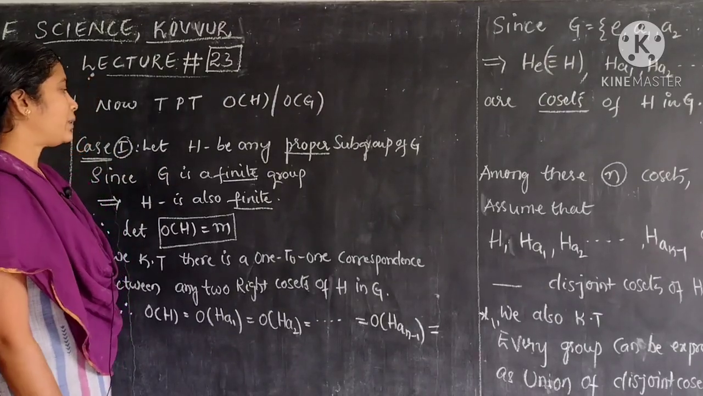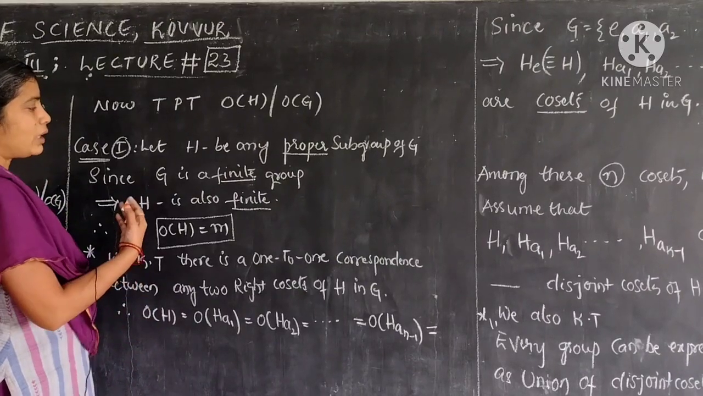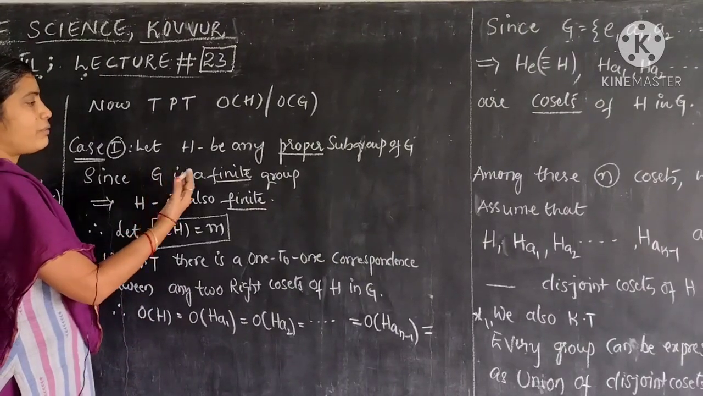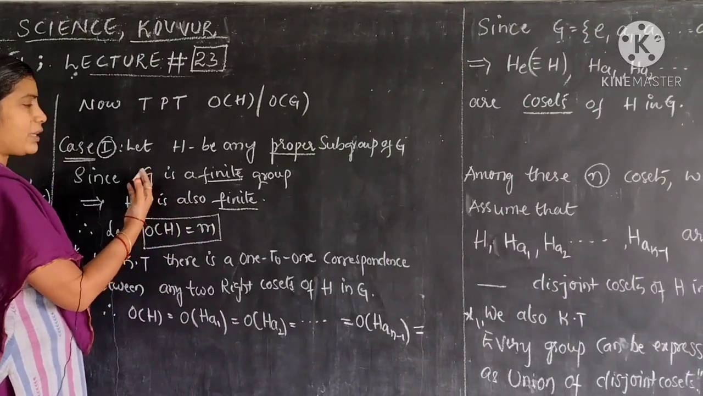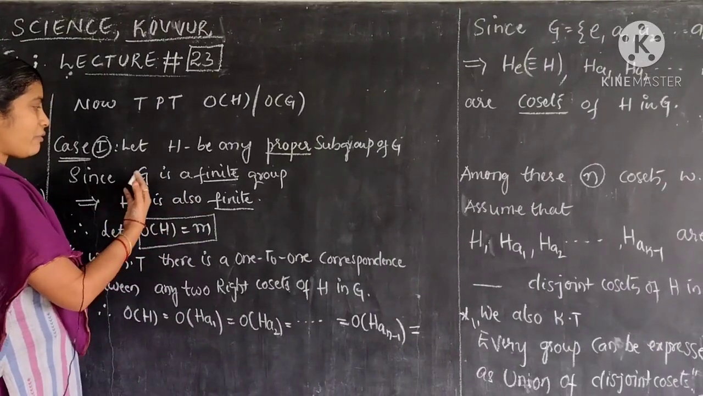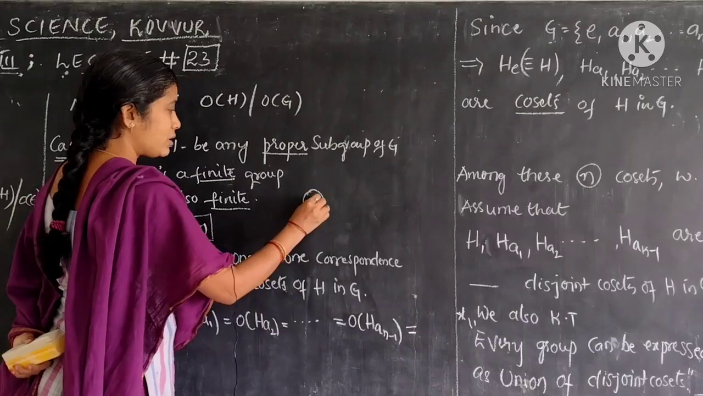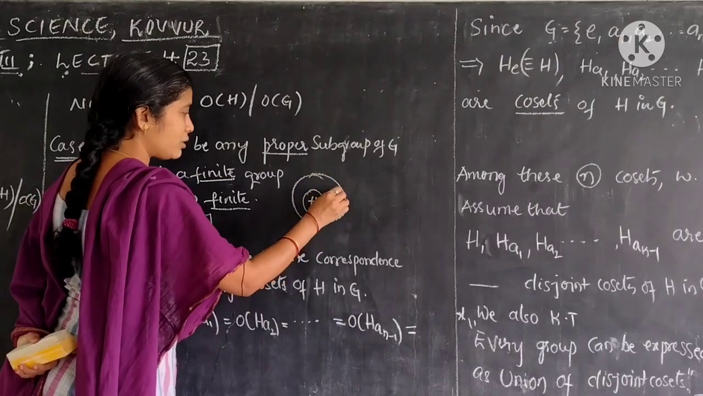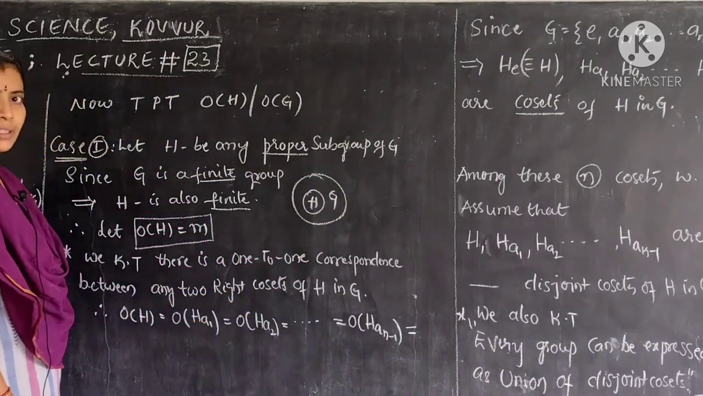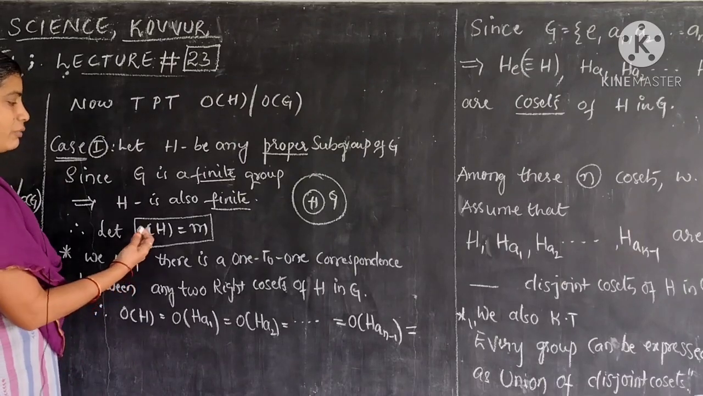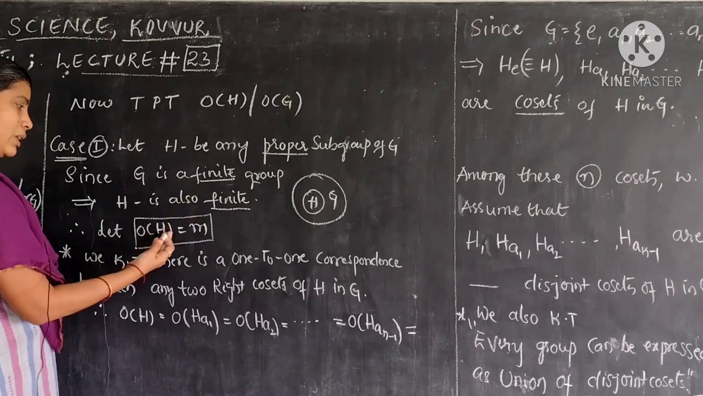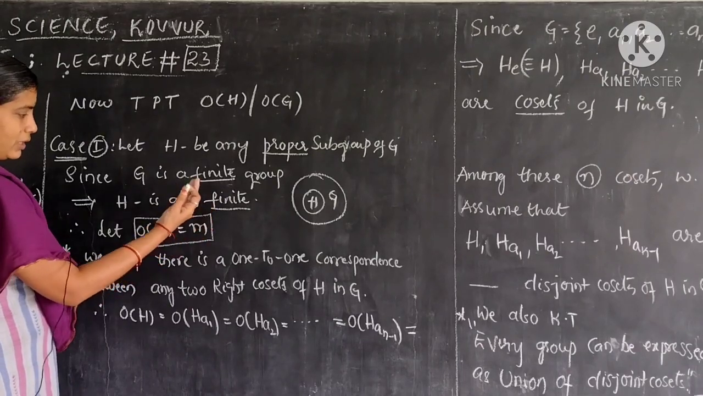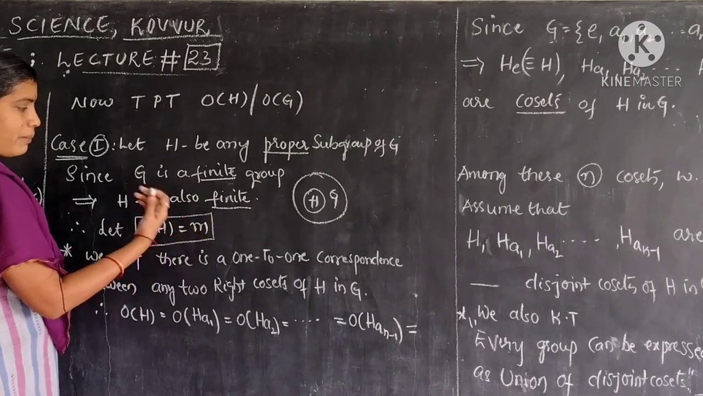Okay, right. Now, coming to the hypothesis again, G is a finite group, then H is also finite because it is a subset of a finite set. G is finite, obviously H is finite. So, H is finite. Whenever it is a finite subgroup, its order is finite, and treat it as M.